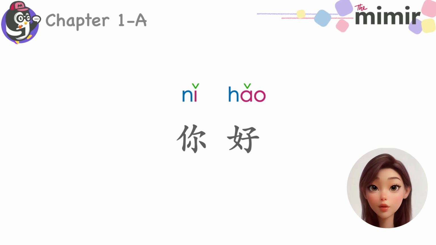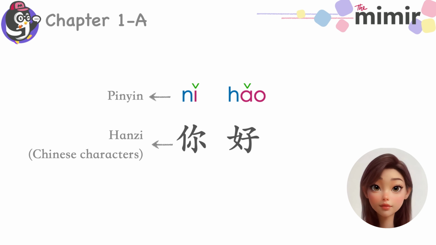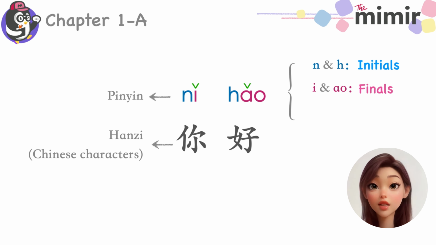As we can see, Chinese language has 2 parts, the phonetic system, which is called pinyin, and the characters, which is called hanzi. The pinyin could be divided into 3 parts. The n and h are the initials. We call them 声母. The i and ao are the finals. We call them 韵母. And the marks on the top shows the tone of the sound, which we call 声调.